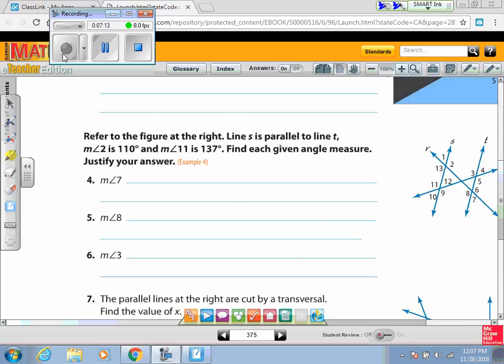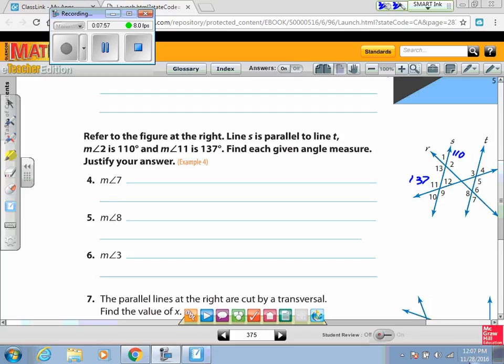So on the homework on page 375, you can see that we've got 2 parallel lines and 2 transversals. So you have to be careful that when you're looking at a transversal, you're relating the corresponding angles. So for example, the measure of angle 7, this angle right here, it's telling us that the measure of angle 11 is 137. This is 137. And angle 2 is 110.